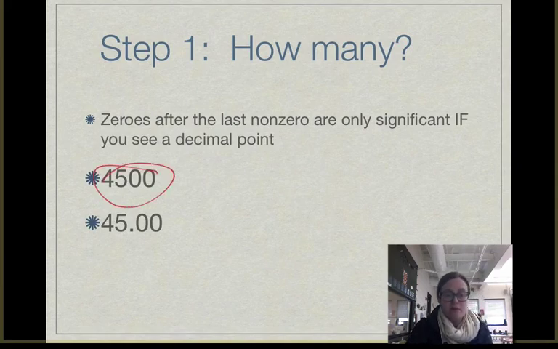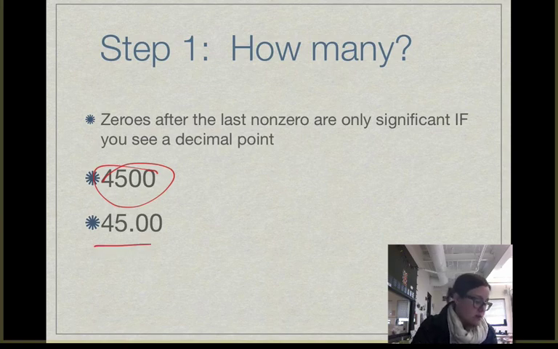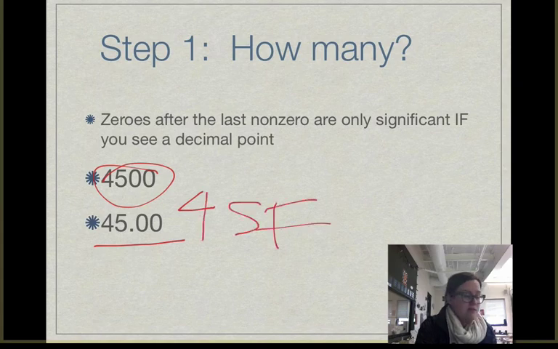Now in the one below it, 45.00, there's the same digits, but in this case there's a decimal point. Because there is a decimal point, any 0 after the last non-zero number is significant. So here, all 4 digits are significant. We have 4 significant figures.